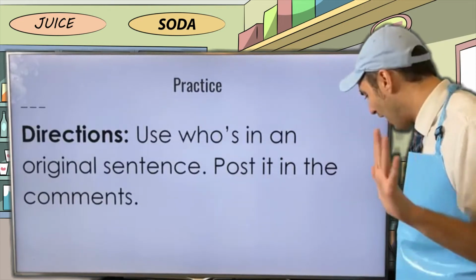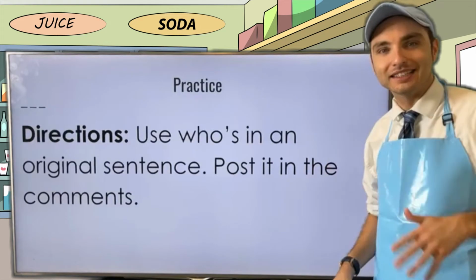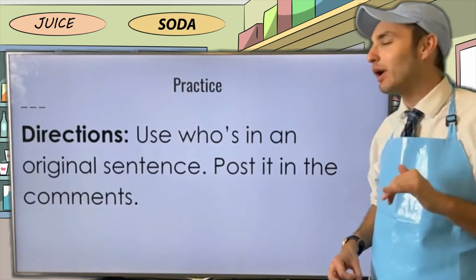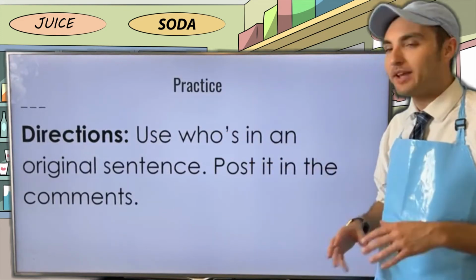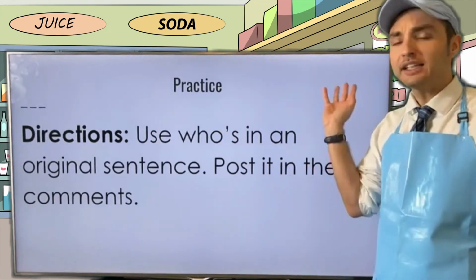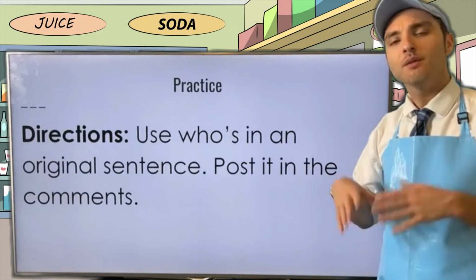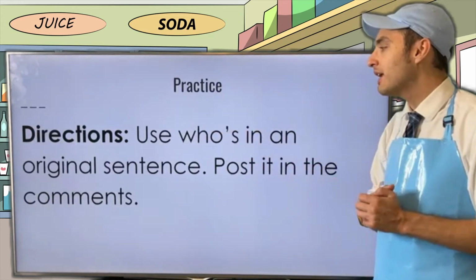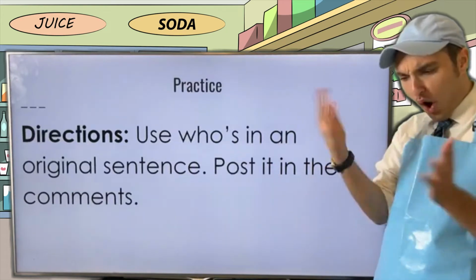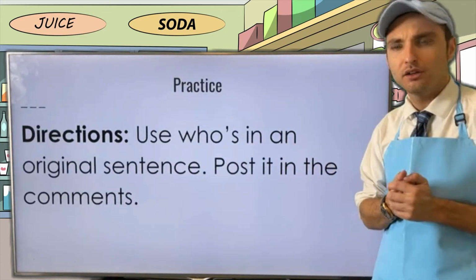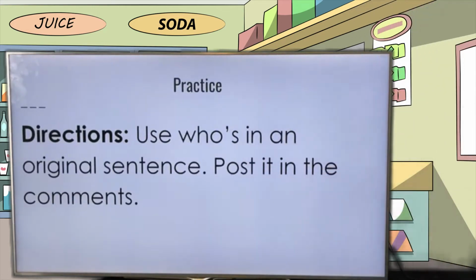But now, you can't just drink that up. You need to make sure to practice. So, here's what I want you to do. Use who's in an original sentence. That's all you need to do. Use who's in an original sentence. Make sure you're using this form, the W-H-O apostrophe S, to master it. What are you waiting for? Get to it.